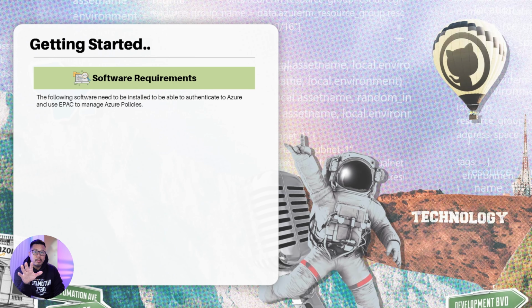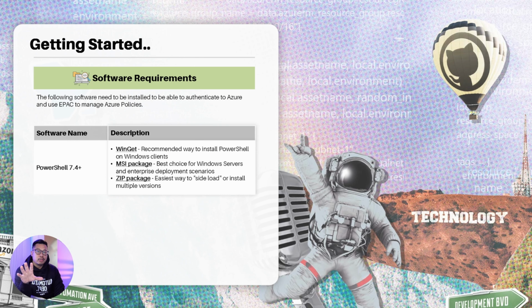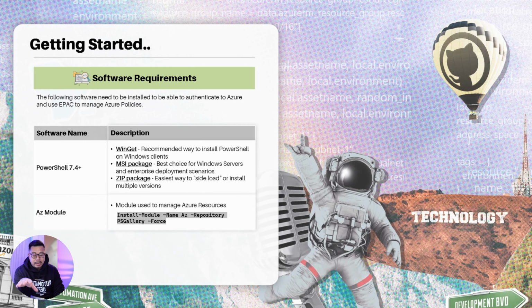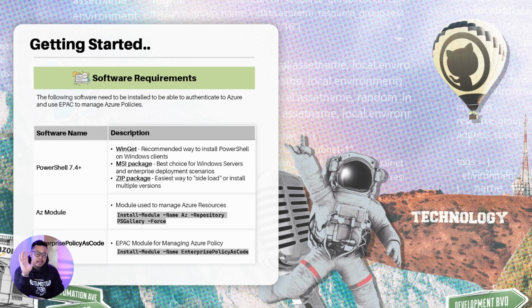So there are software requirements, which is very straightforward. You need PowerShell 7.4 and above. I've got little descriptions here on how you can install PowerShell. Next up is the AZ module. If you're using PowerShell and interfacing with Azure, you only need the AZ module. And then lastly is the Enterprise Policy as Code module. In the description, I show you how to run the commands to install it, but I will also share the getting started link below.